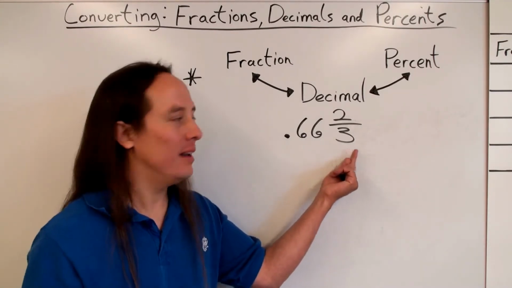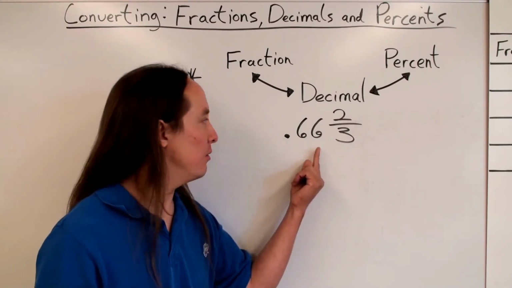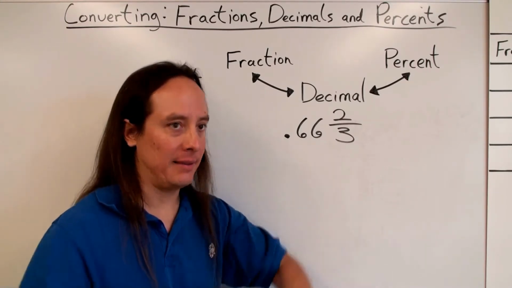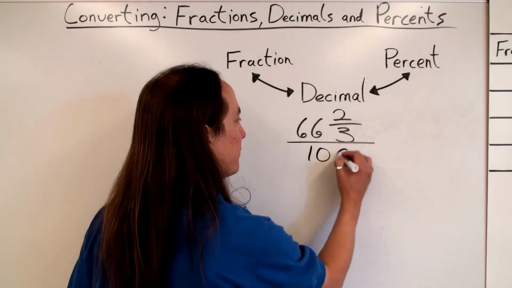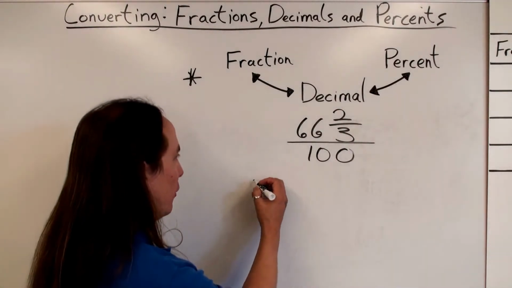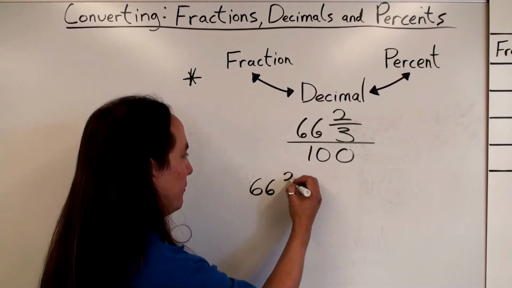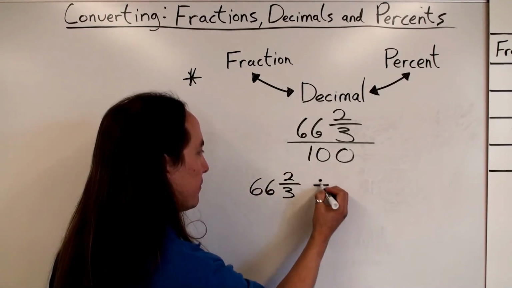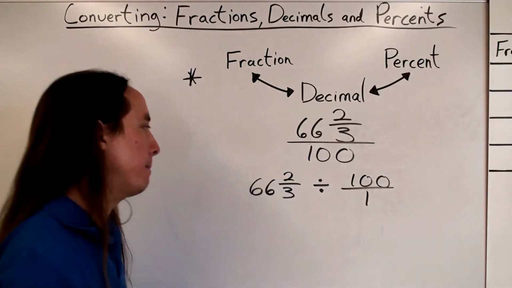Because remember, just to repeat, the fraction does not hold a place value. Only these numbers do, okay? So we have tenths and hundredths, and that's it. So I have to put 66 and 2/3 over 100. That's what I'm going to be dividing, okay? All right, so let's get this division going. Divided by 100 over 1, okay?